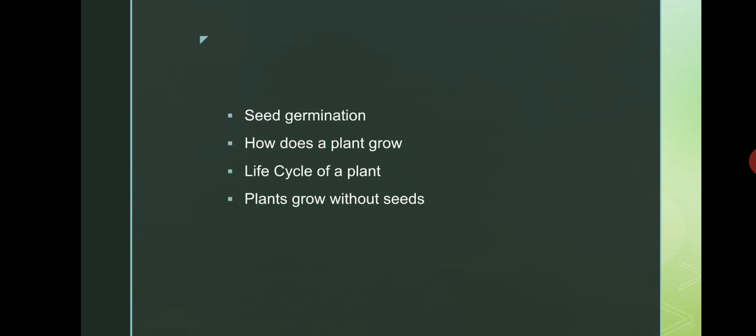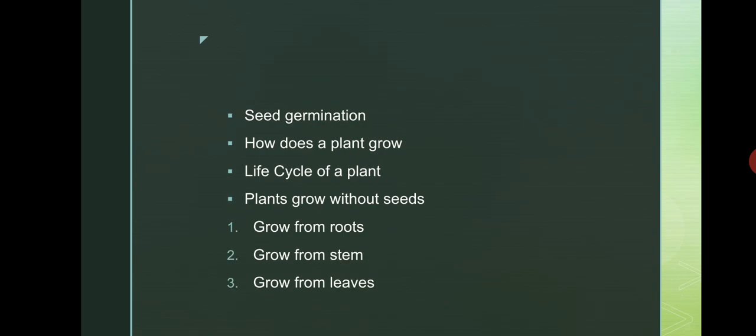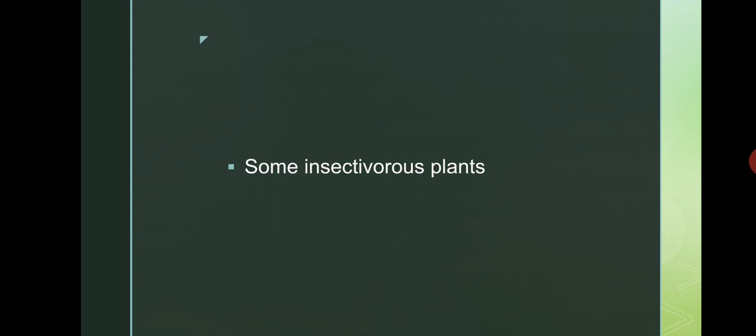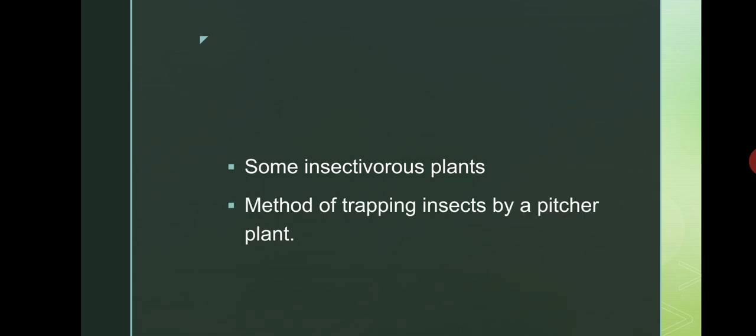Then you will know about seed germination in an elaborate manner. Then you will know how a plant grows. Then you will know the life cycle of a plant. Plants grow without seeds, that is, grow from roots, grow from stem, grow from leaves. Then you will know about the names of some insectivorous plants. Then you will know the method of trapping insects by a pitcher plant.